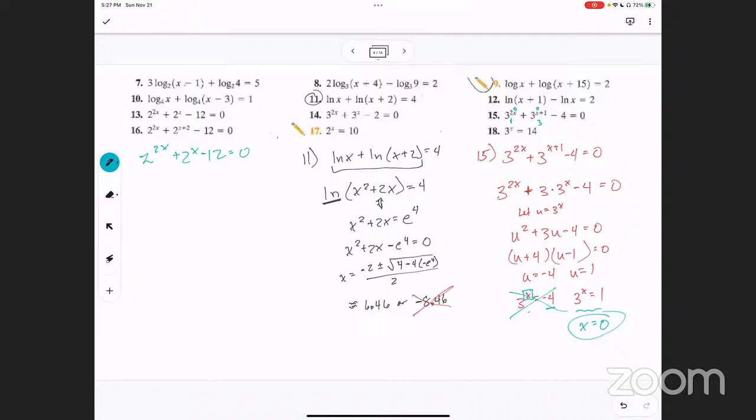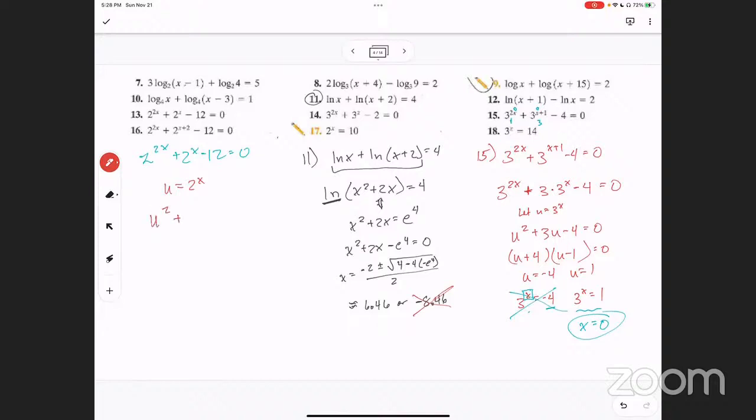2 to the power of 2x. You want me to write that? Look what I did for the last one. You were able to let 3 to the x be a certain value. You let 3 to the x be u. So 2 to the x can be u, and the first one would be u squared. That's correct.